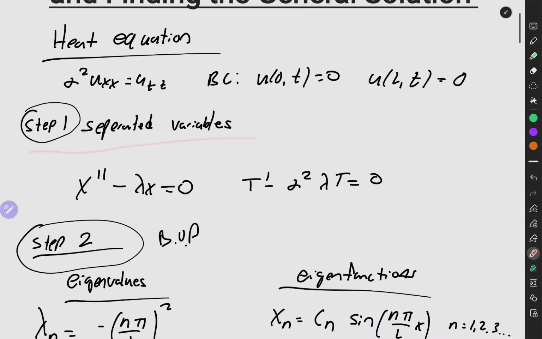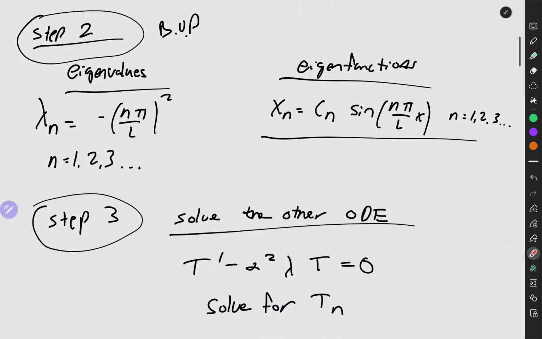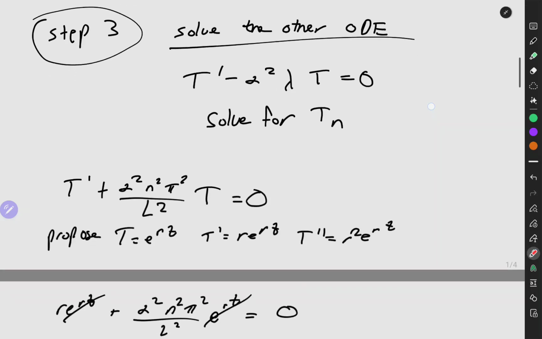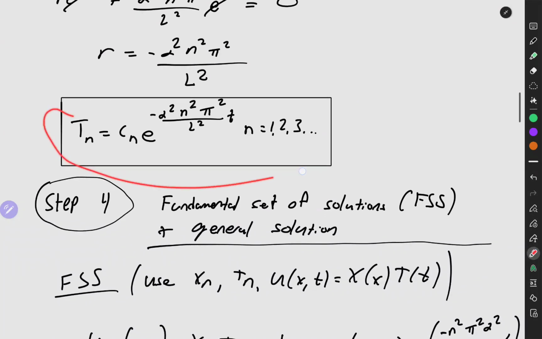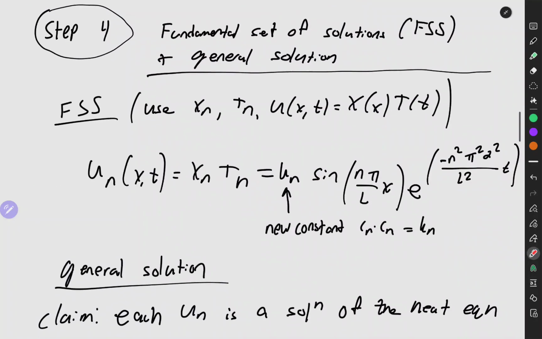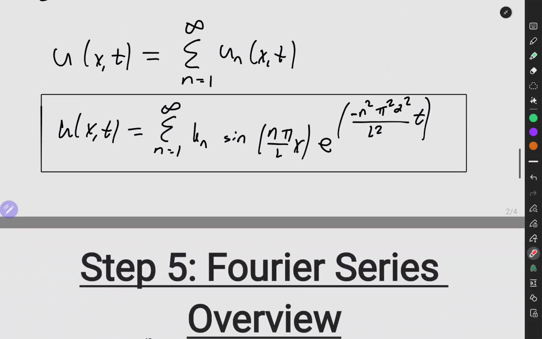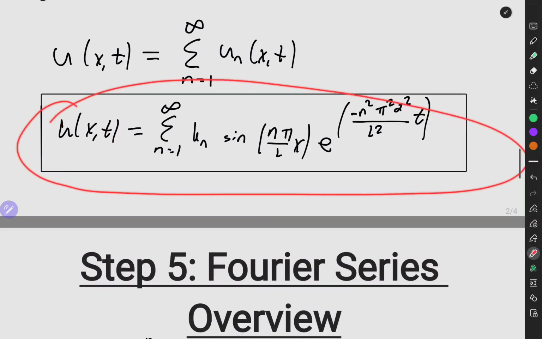Step 1, we separated the variables. We got two equations, a second order ODE and a first order ODE. Next step, we solved the boundary value problem. We got our eigenvalue and our eigenfunction, our x sub n. Step 3, we solved for t sub n, which is right here. Step 4, we found our fundamental set of solutions, which is right here. We then found the general solution, which is right here.